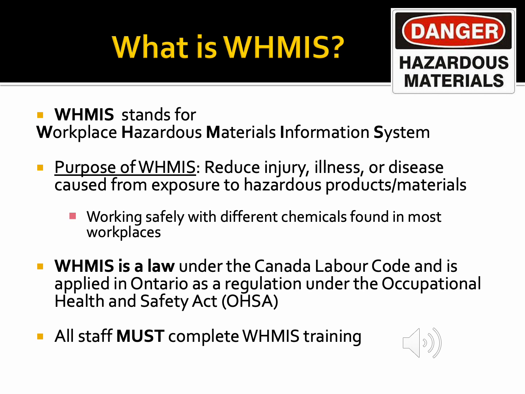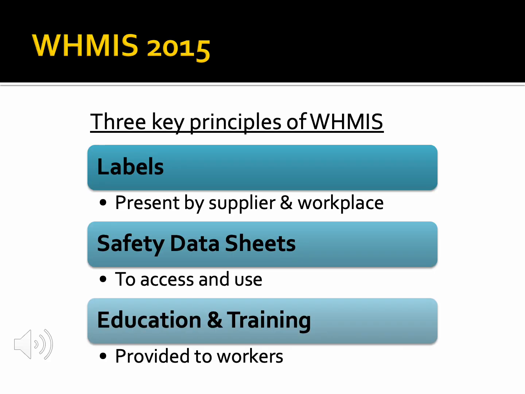WHMIS is a law under the Canada Labour Code and is applied in Ontario as a regulation under the Occupational Health and Safety Act. All staff must complete WHMIS training. There are 3 key principles of WHMIS: labels, safety data sheets, education and training.